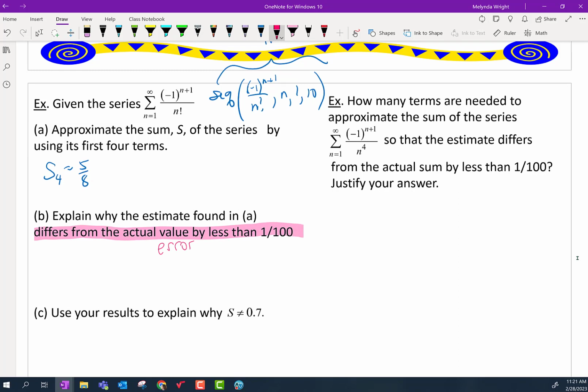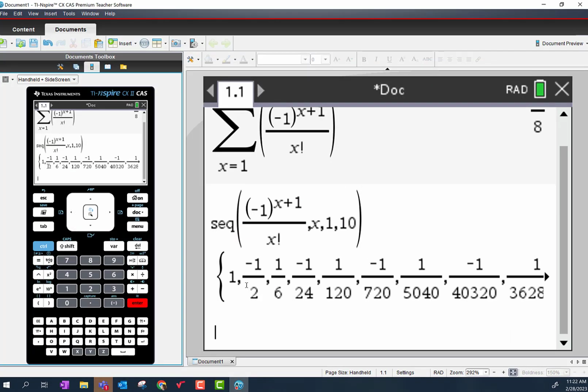Those are weird words that are asking about error. And so, okay, we can deal with that, right? So we need to use, this is an alternating series. And so let's go back to our calculator and look at what the fifth term is. So 1, 2, 3, 4, here's the fifth term. The fifth term is 1/120.